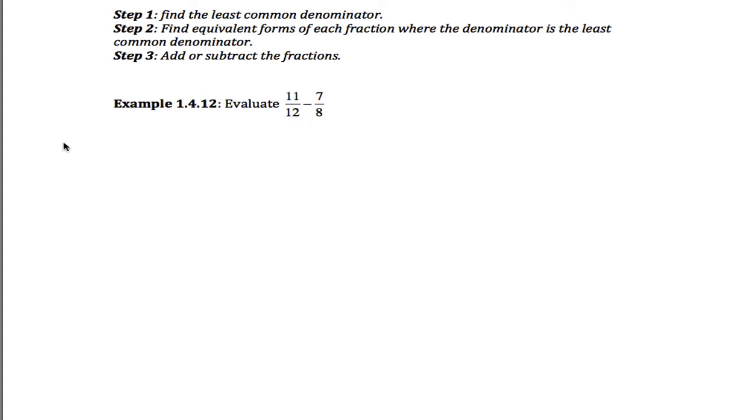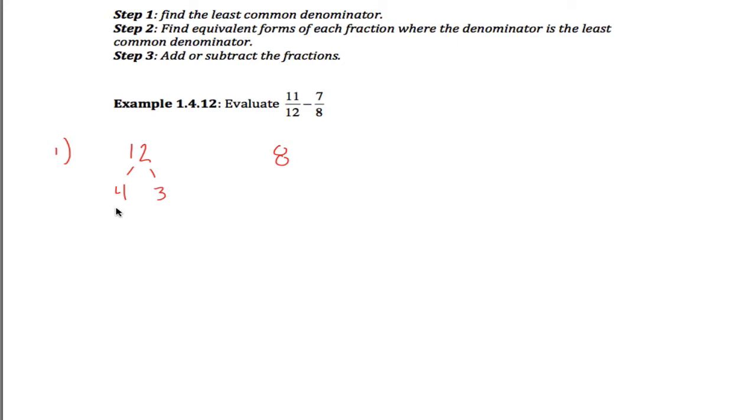In the first step, all we want to do is find the least common denominator. So to find the least common denominator, we need the least common multiple for the two denominators, for 12 and for 8. And so we can find the least common multiple by finding the prime factorization.